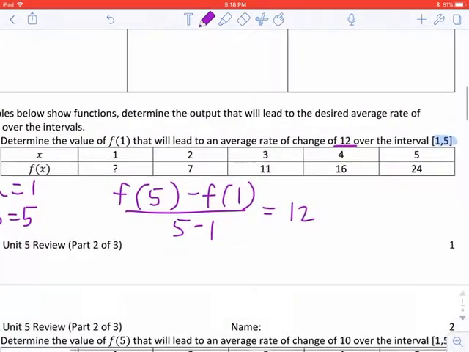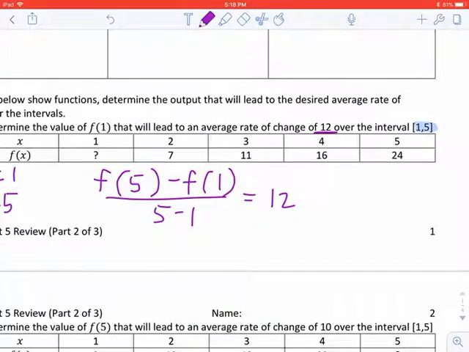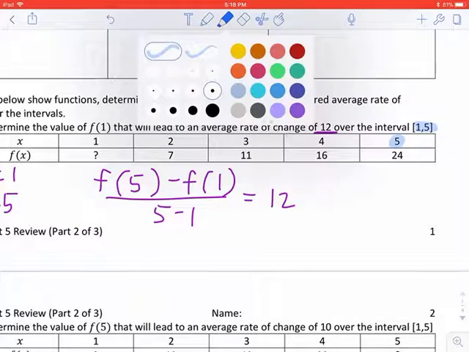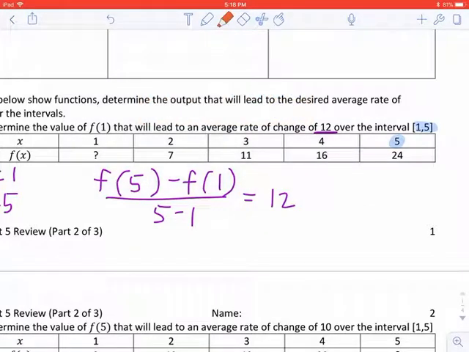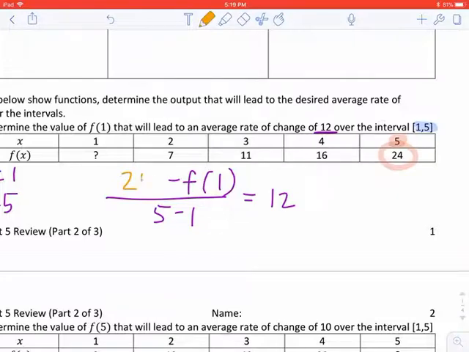Well, I do know what my f of 5 is equal to, because if I plugged in 5 into my function, it would give me 24. So let's replace this with what I know. F of 5 does equal 24.